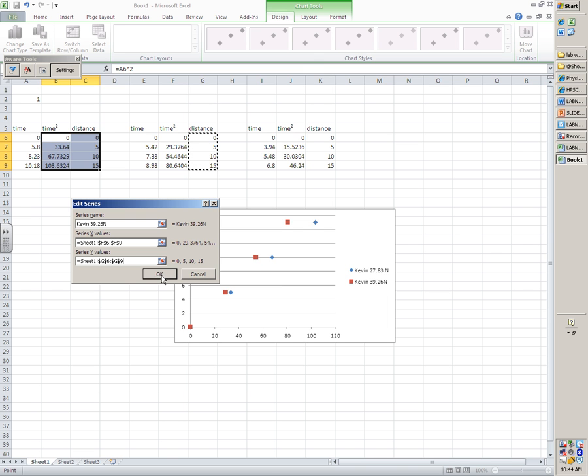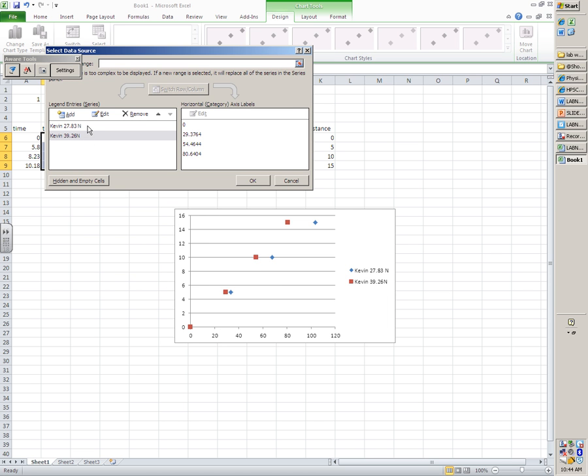So then I'm going to hit OK, because I'm done with this set of data. So now I've got two lines on the same graph. One at Kevin 27.83, one at Kevin 39.26. But I'm not done yet. I'm going to add another set of data.